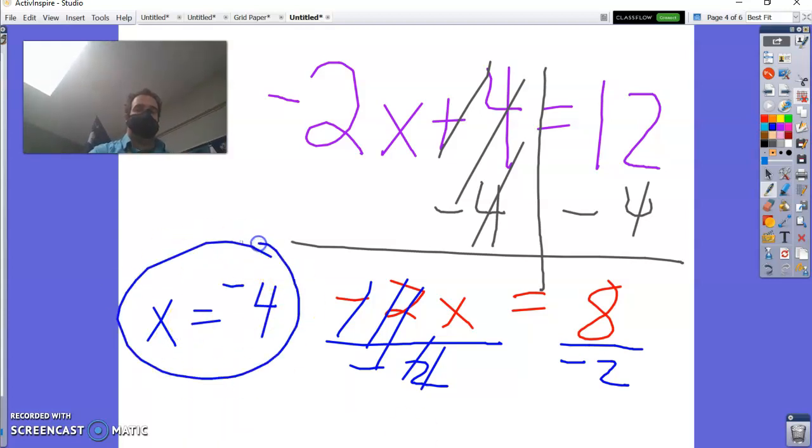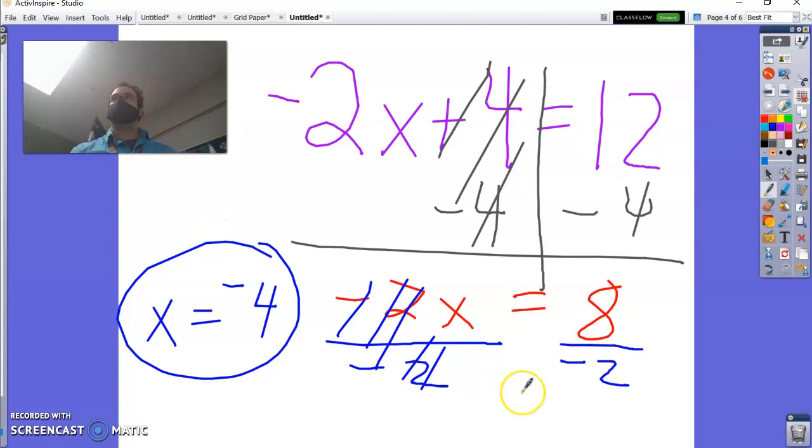Positive divided by negative, always negative. 8 divided by -2, always -4. The box for positive, negative, that's for multiplication and division. I'll show you later, so I don't confuse people who are watching.